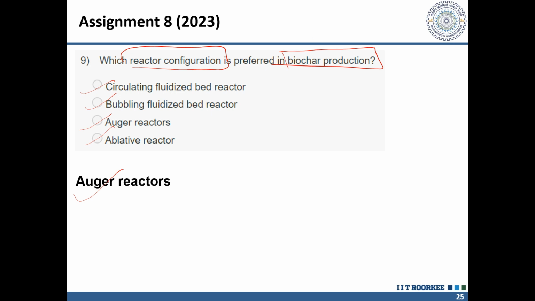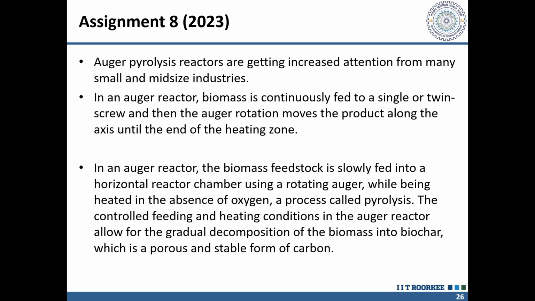easy to manufacture and cost effective for smaller industries. So if an industry is very small, they can use the auger reactors, which are easy to use and easy to manufacture and are low cost also.